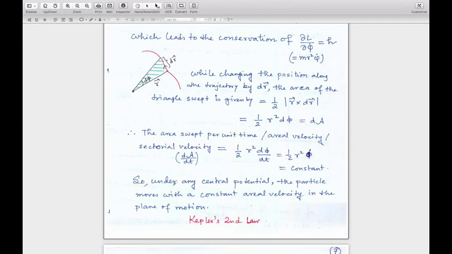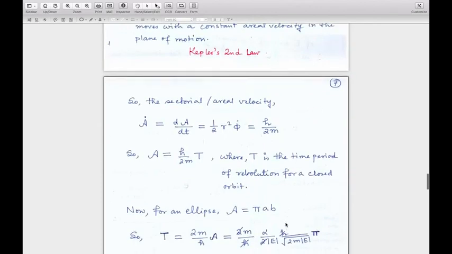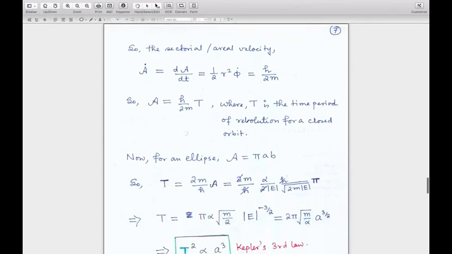Okay, so we can say under any central potential, remember it does not assume any 1 by r potential form or any specific potential form, the particle moves with a constant areal velocity in the plane of motion. And that is Kepler's second law. So Kepler's first law was valid only for the 1 by r type of potential, whereas the second law is valid for any central potential. Remember that. That's important.